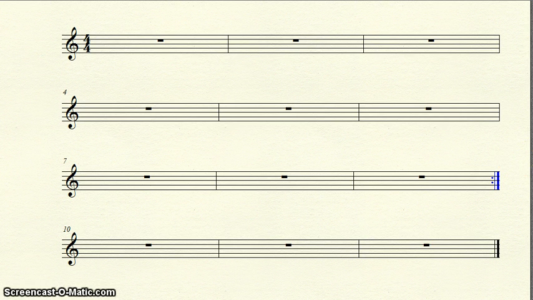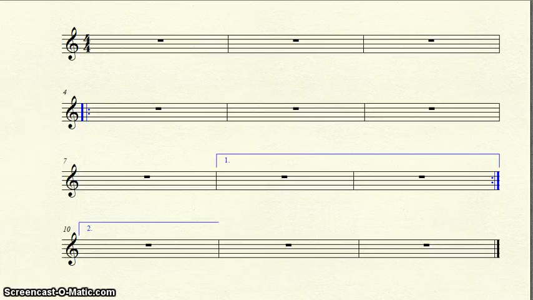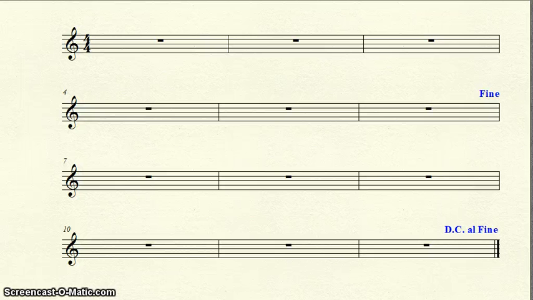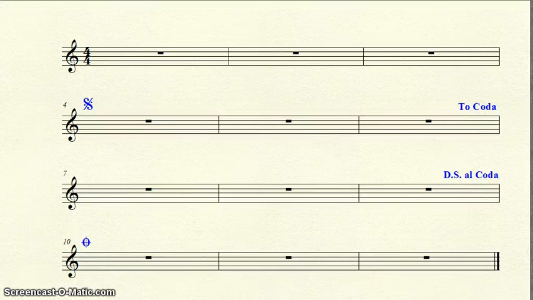To review, repeats are 2 dots followed by a thin line and a thick line. They tell you to go back and repeat from the beginning of the music. They may include a forward repeat, letting you know only to repeat a certain section, and may include first, second, or more endings. A DC al fine tells you to go to the beginning of the piece and continue until the word fine. And a DS al coda tells you to return to the sign, continue until the words "to coda," and then skip to the coda symbol.